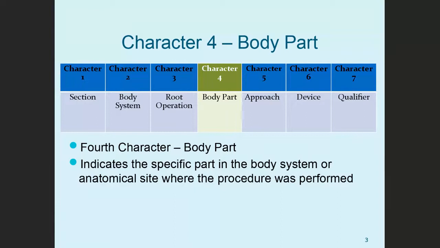So character 4 is used for the body part that's involved in the procedure being done. It indicates the specific part of the body system or anatomical site where the procedure was performed. So you have the section, which in this case is 0 for surgical, the body system, the root operation, and then the more specific body part within the body system.